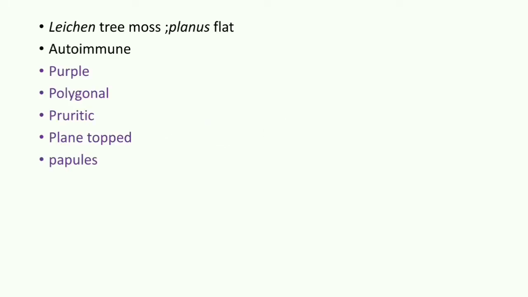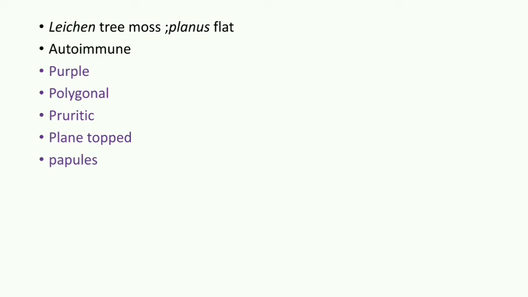So let's learn about lichen planus. First of all, we will be talking about the derivation of this word lichen planus. Lichen means tree moss and planus means flat. This is actually an autoimmune disorder. It is an inflammatory disease of the skin, mucosa and hair follicles. So you can get lesions on the skin, on the mucosa, and even on hair follicles.